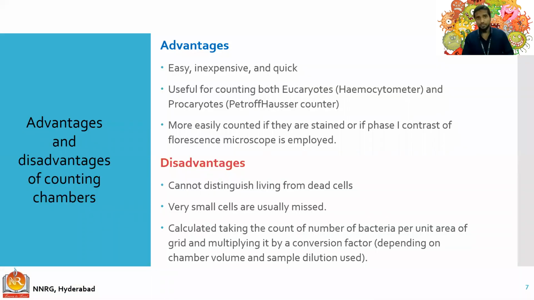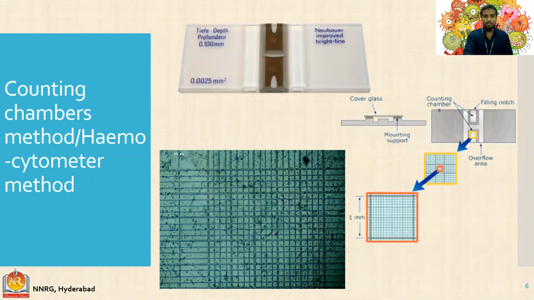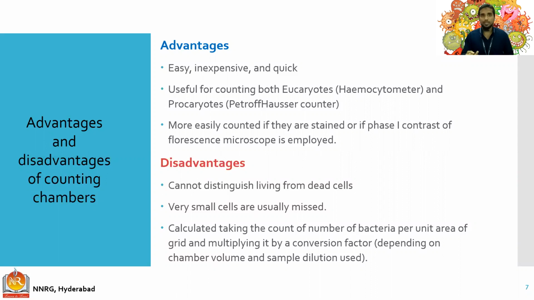What are the advantages of this? First, it is easy. It is just taking a slide, adding a sample and observing under a microscope. RBCs are very closely packed, so it would be very difficult. This image is of RBC, not a bacterial cell. If bacterial cells are present, there will be a dilution in that. When it is dilute, we can easily see the microorganisms present in each grid line. It is easy, inexpensive and quick, since microorganisms, the bacteria, will be in very low concentration, so it is a very quick process, and useful for counting both eukaryotes and prokaryotes.